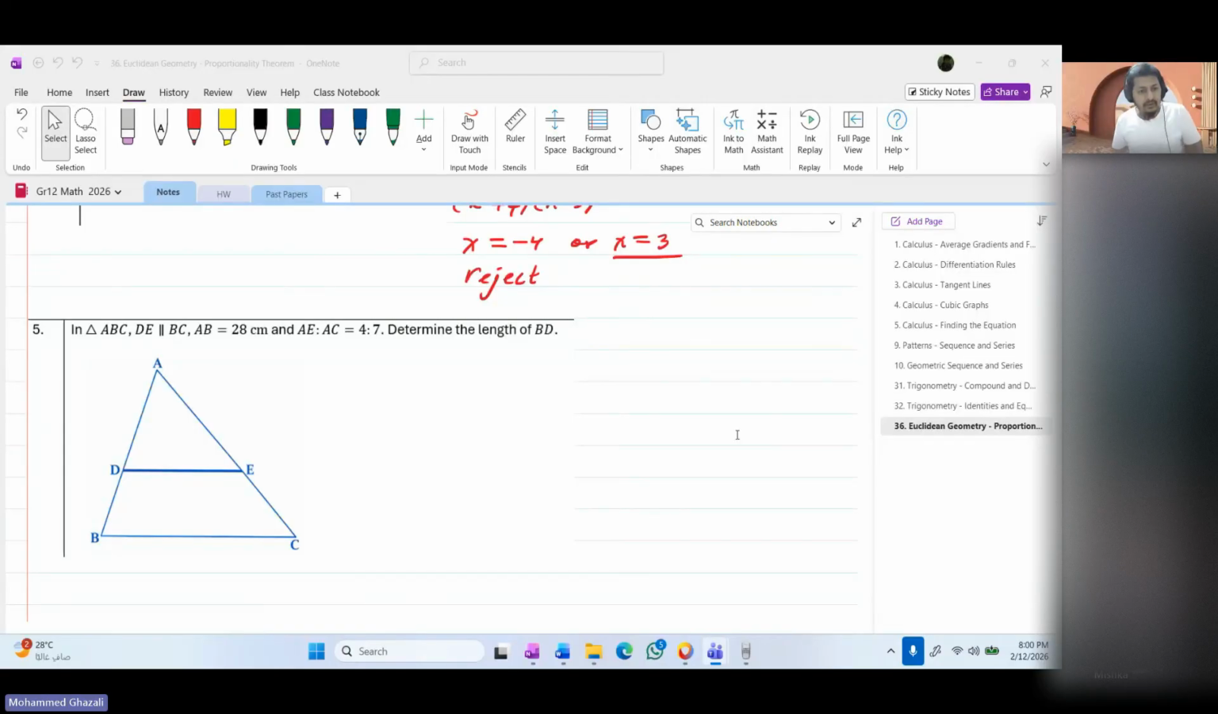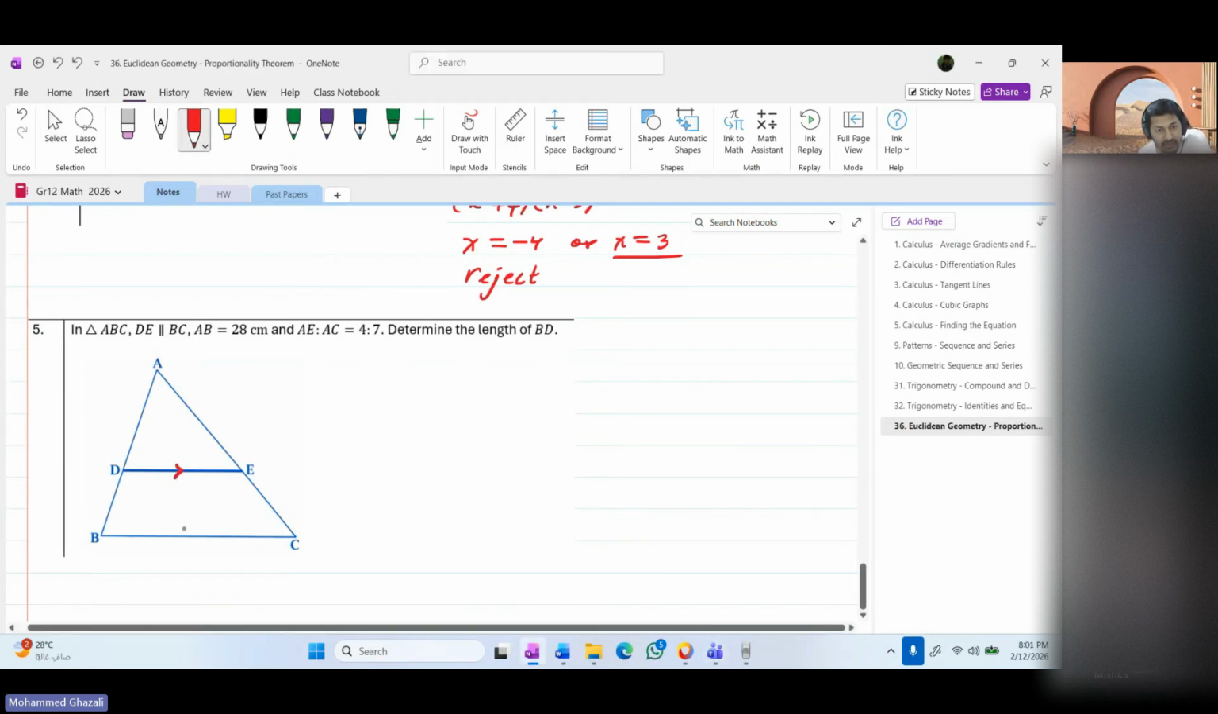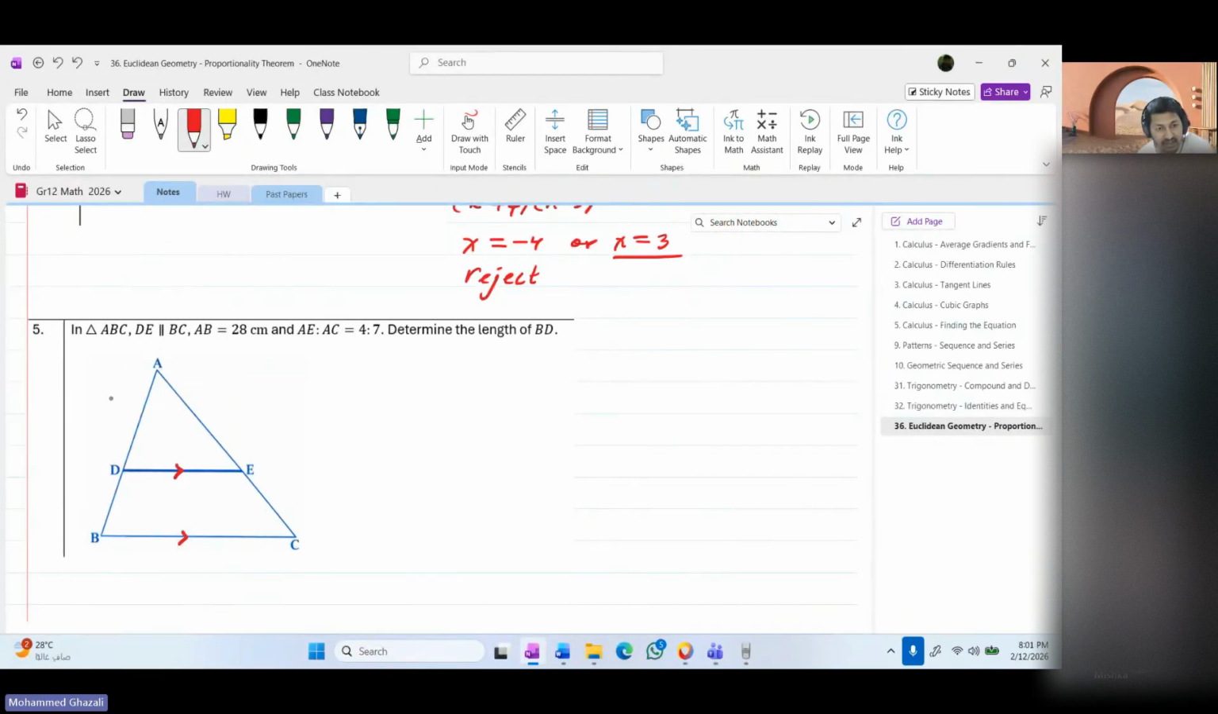If you're looking at this example and reading it, in triangle ABC, DE is parallel to BC. We should put the parallel line here, right? AB is 28. The entire distance AB is 28, right? So I'm going to write 28 on this side because the entire distance is 28. AE to AC. So what is AE? 4x. And AC needs to be 7x. In other words, EC will be 3x.